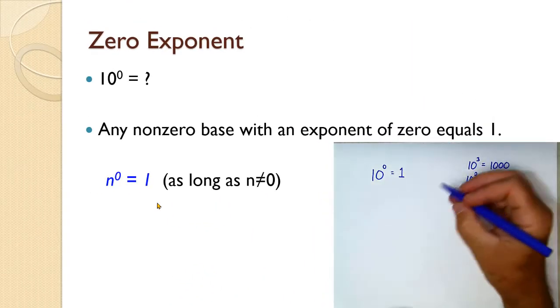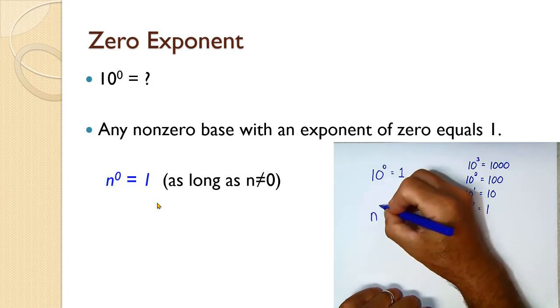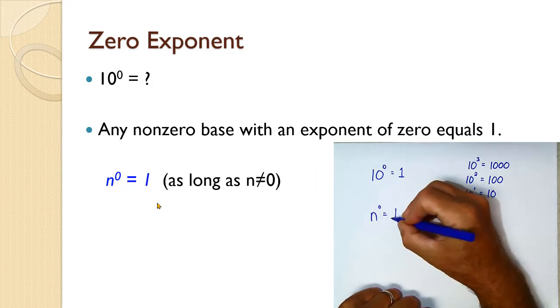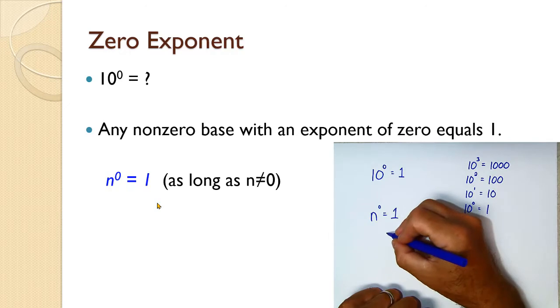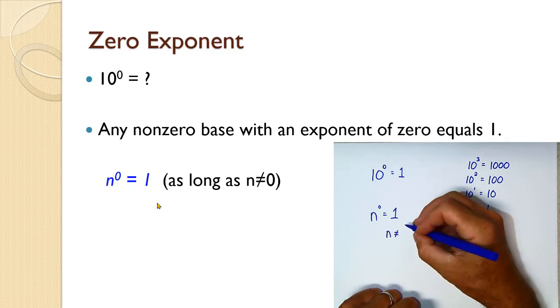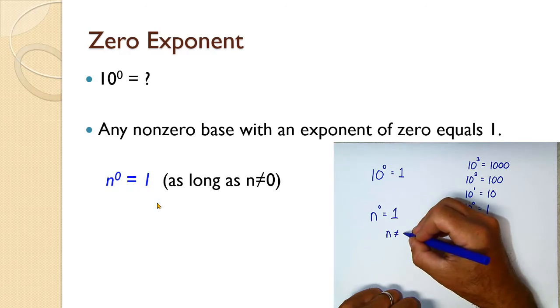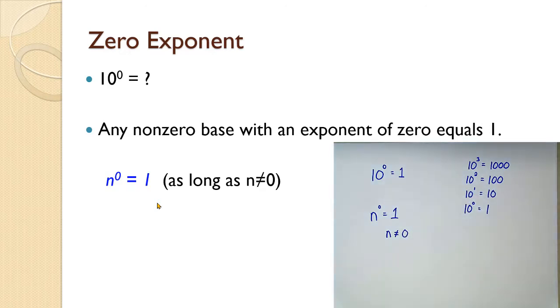And we can generalize that and say that any number raised to the 0th power is going to be 1, as long as that base is non-zero. We can't have 0 to the 0th power. That's a whole other problem in mathematics, and we won't really have to deal with that.